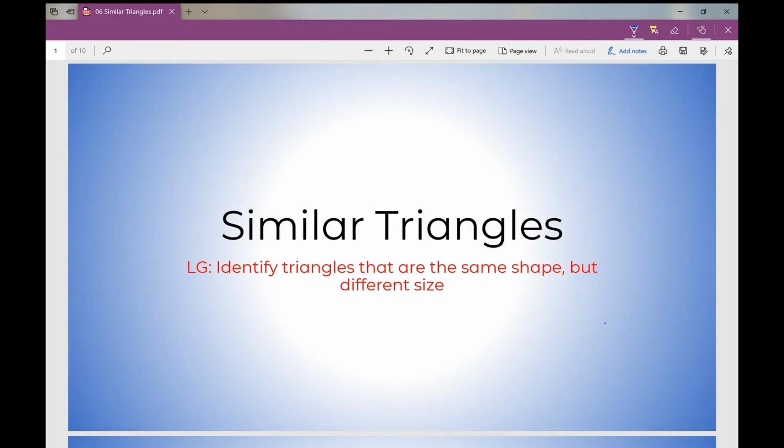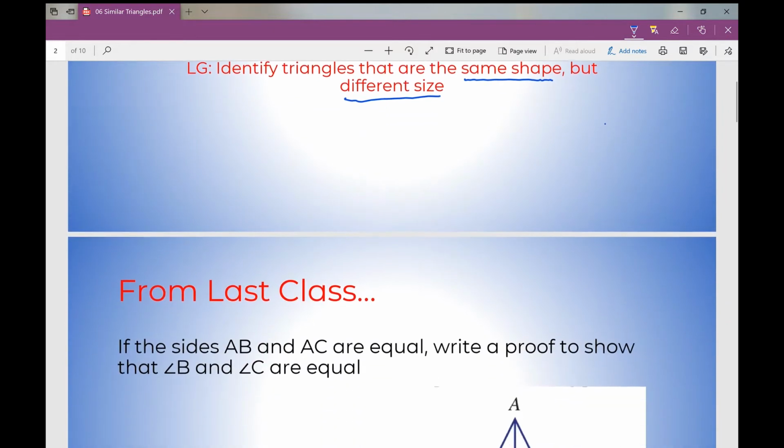Hello Year 10. Today we're going to be looking at similar triangles. Now these are going to be quite similar to what we were looking at with congruent triangles, except similar triangles are triangles that are the same shape but different size, and we'll see exactly what that means in a moment.